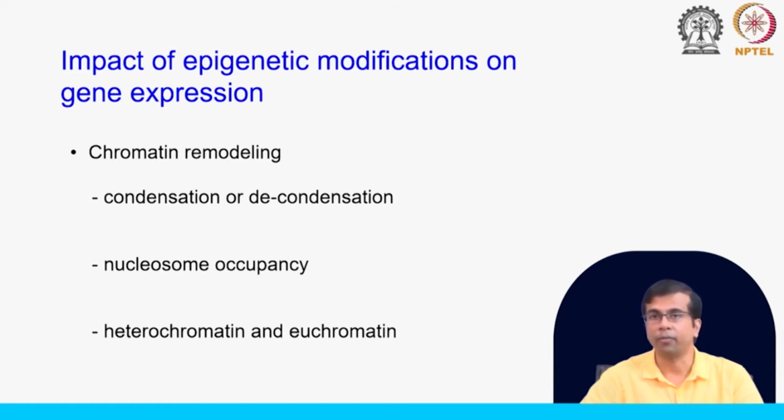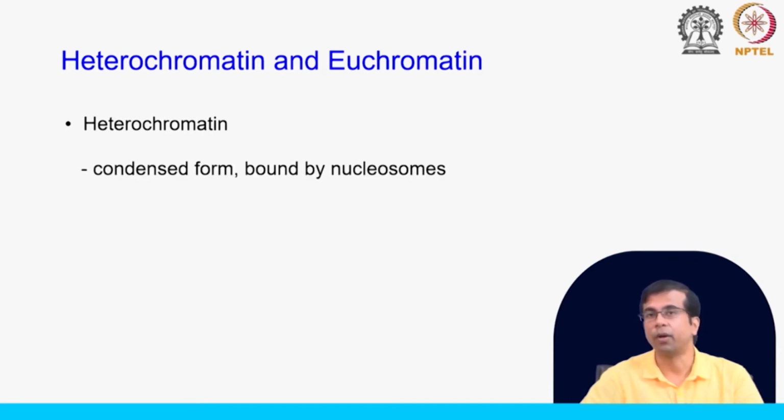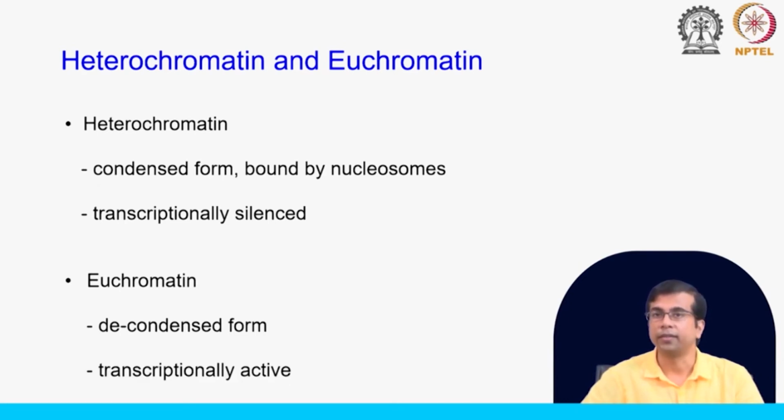Okay, and that gives rise to two different types of regions we called heterochromatin and euchromatin. So, what is heterochromatin? This is the condensed form. This is bound by nucleosomes. So, you have all those proteins in there. So, this is in compact condensed form, and this is transcriptionally silenced. And on the other hand, we have the euchromatin, which is in the decondensed form, or sometimes we refer to it as open form, okay, and which means it is free to bind transcription factors and RNA polymerases, and this is the transcriptionally active region.